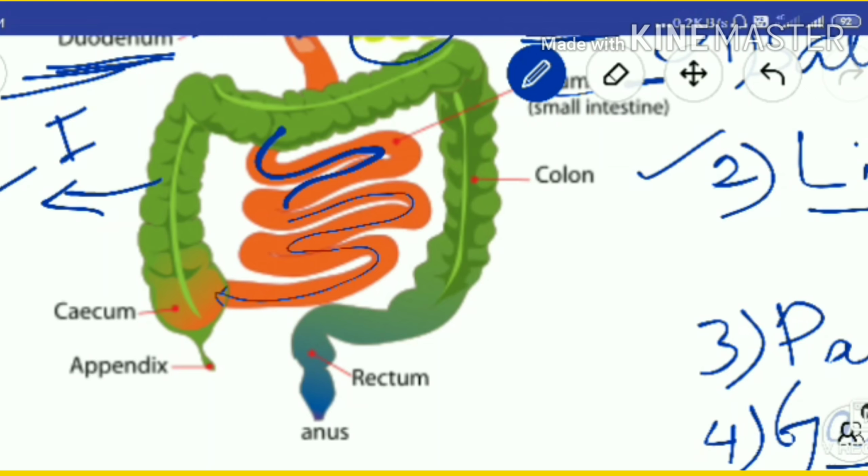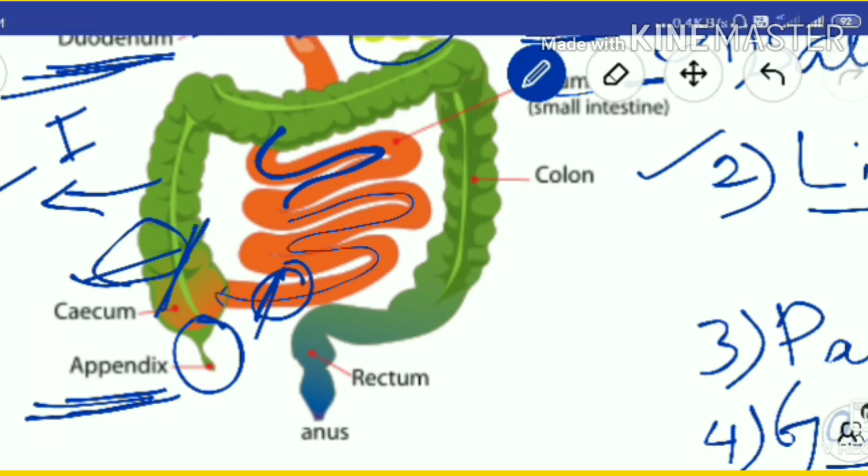Here you have to see one more thing. Can you see a structure? Appendix. The appendix is a rudimentary organ. Rudimentary means a very small functionless organ, which is present at the junction of the large intestine. This is the large intestine, and this is the small intestine. At the junction of the small intestine and large intestine, you can see a structure. That structure is called the appendix.